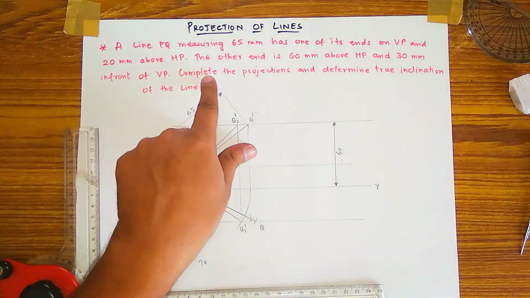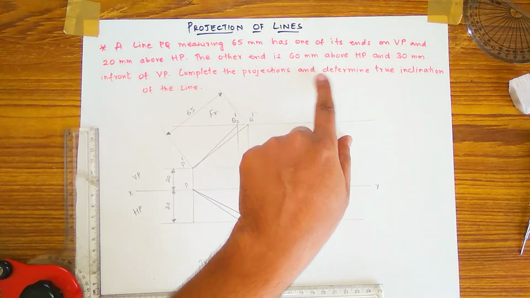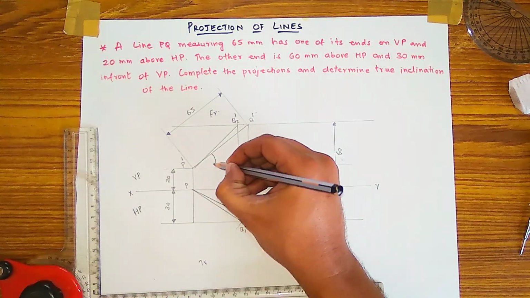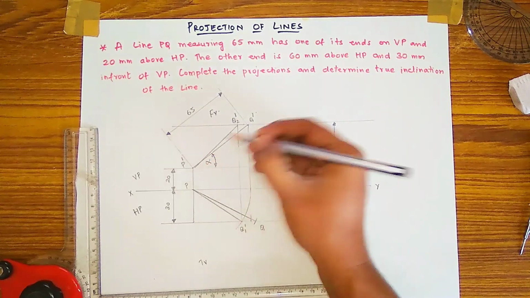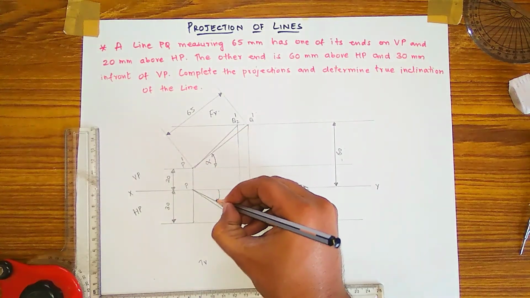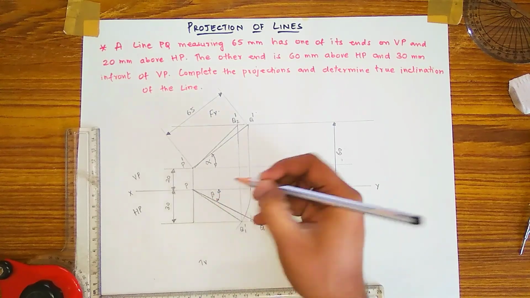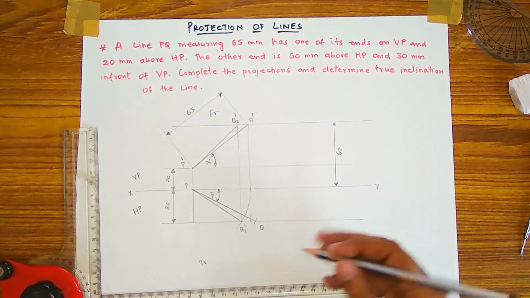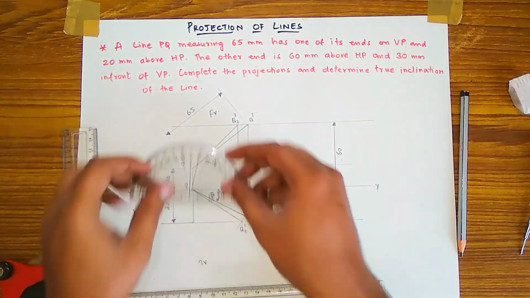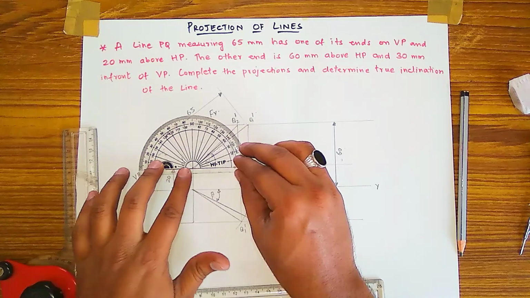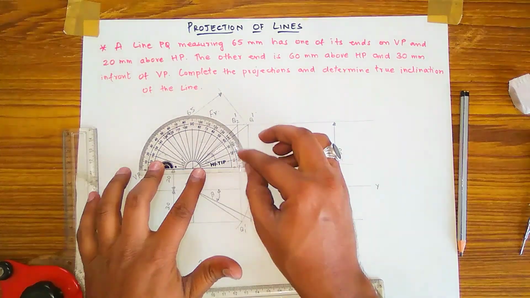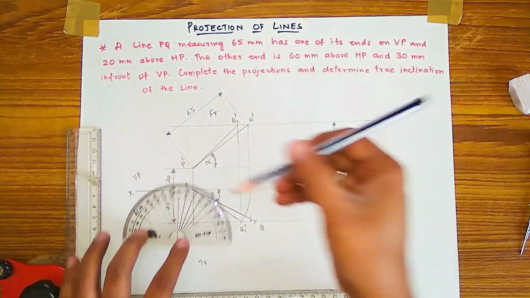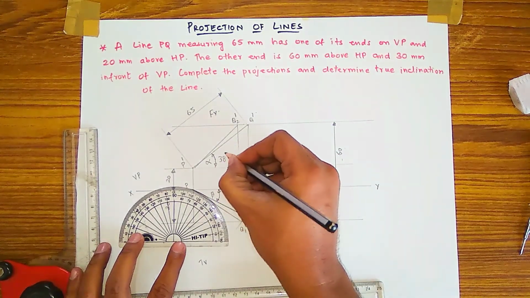In the question he also says to determine the true inclination. Inclination means angle. This angle is also called alpha, and this angle is also called beta. These angles are the true inclinations of the front view and top view. So for alpha, you have to adjust your protractor to that angle and measure how much it is: 10, 20, 30, and you are getting 38. So write it as 38 degrees.